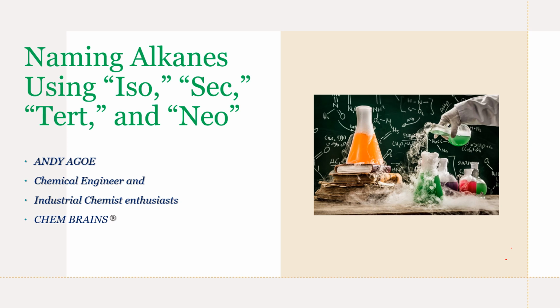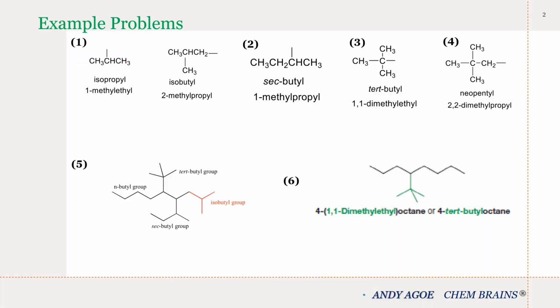I am your tutor and your host, Andy Kofi Ago, and today I'll be taking you through naming alkanes using iso, sec, tert, and neo. To start, I'll help you identify what is a primary carbon, a secondary carbon, and a tertiary carbon.